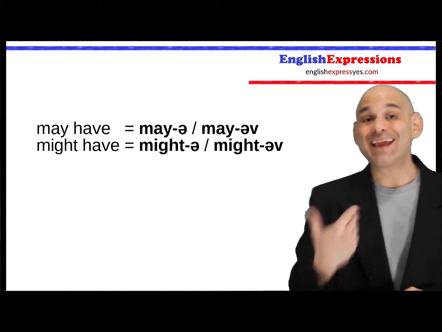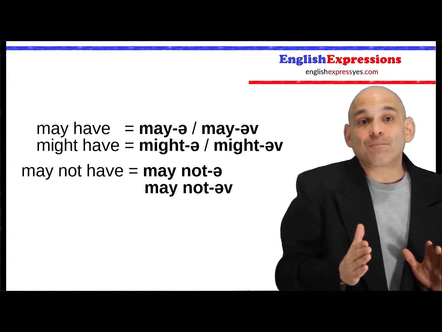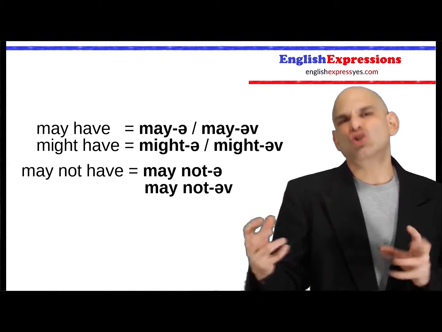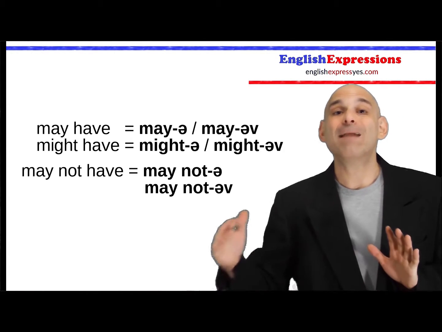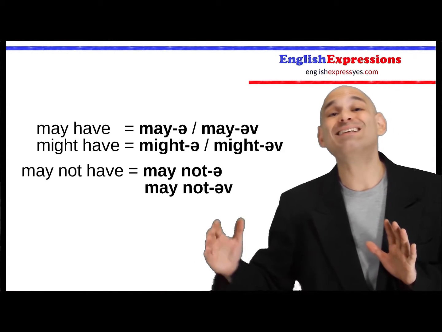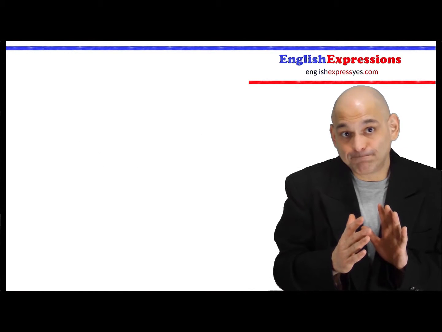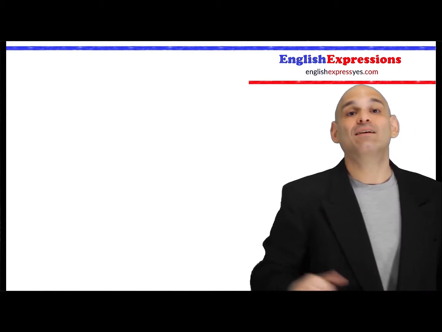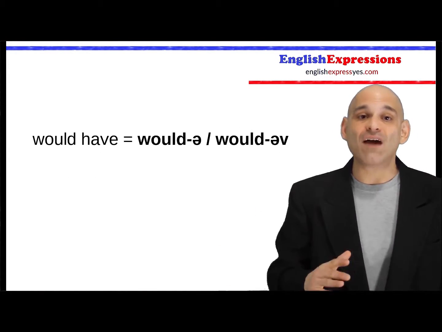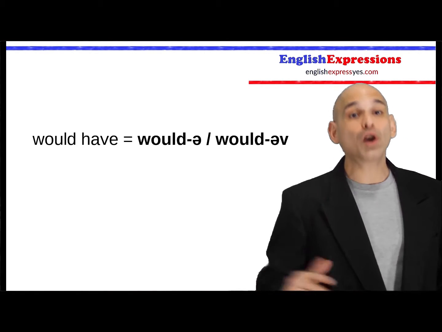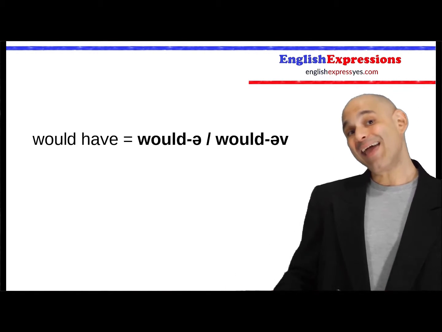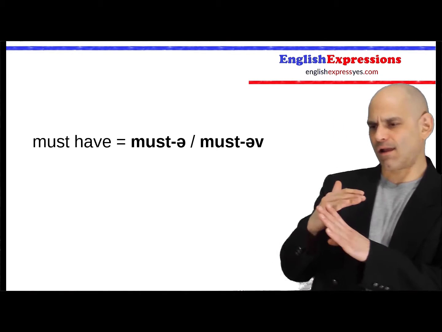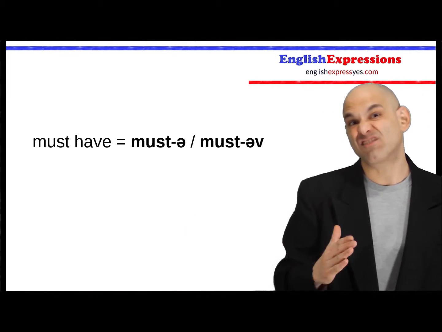Now, also, notice for the negative, may not have. Native English speakers would not use the contraction. They would say may nota or might not have. Okay? And native English speakers wouldn't say would have. They would probably say woulda or would've. And must have, musta, must've.